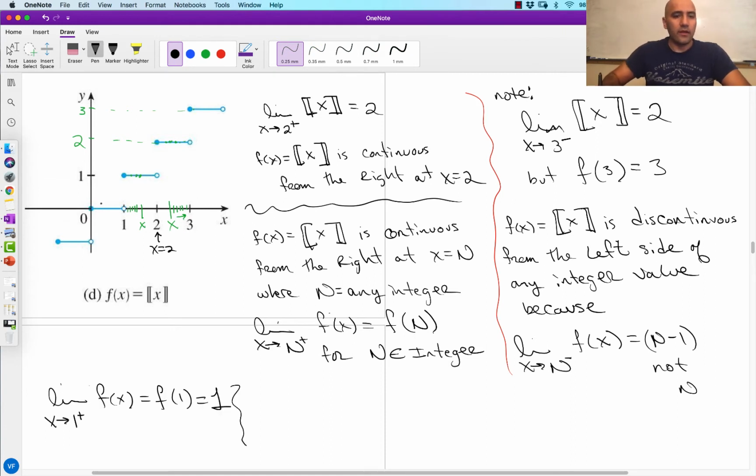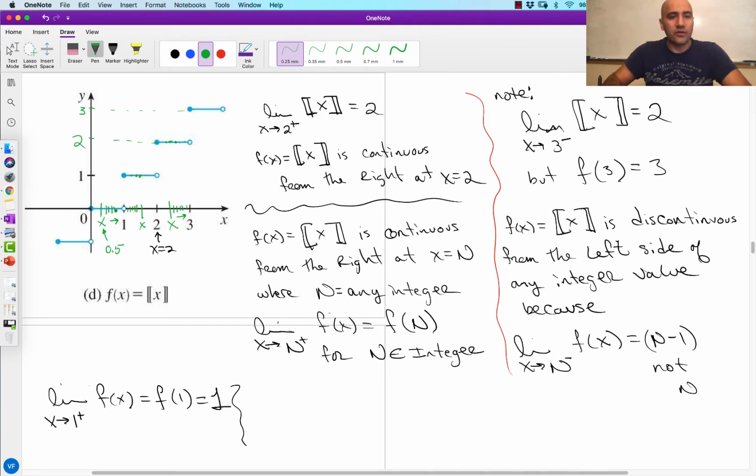On the other hand, if we approach 1 from the left-hand side, so as x approaches 1 from the left-hand side, we choose a value there, and then there, and then there. So we're making our way toward 1, but from the left-hand side. The outputs of the greatest integer function are always going to be 0, right? So the types of numbers we plug in are going to be, say, for example, 0.5.